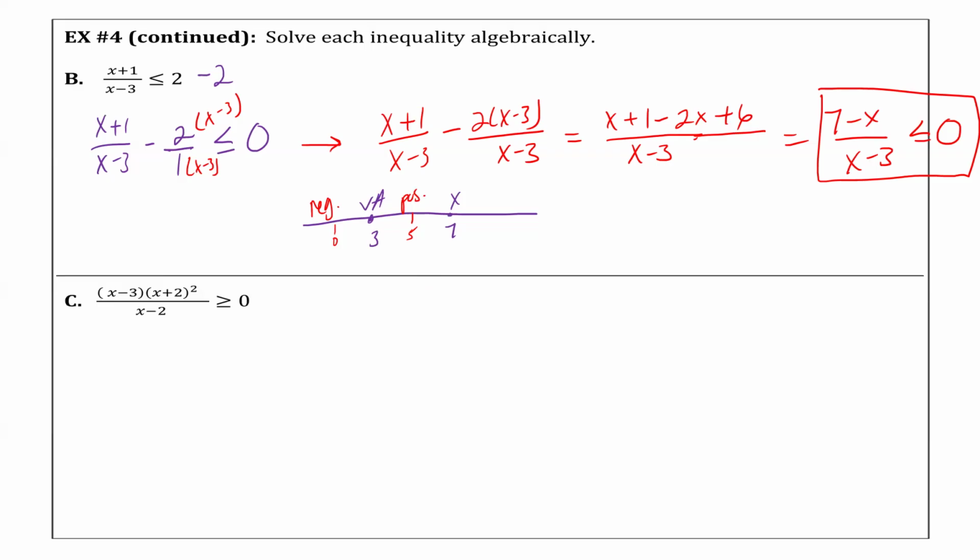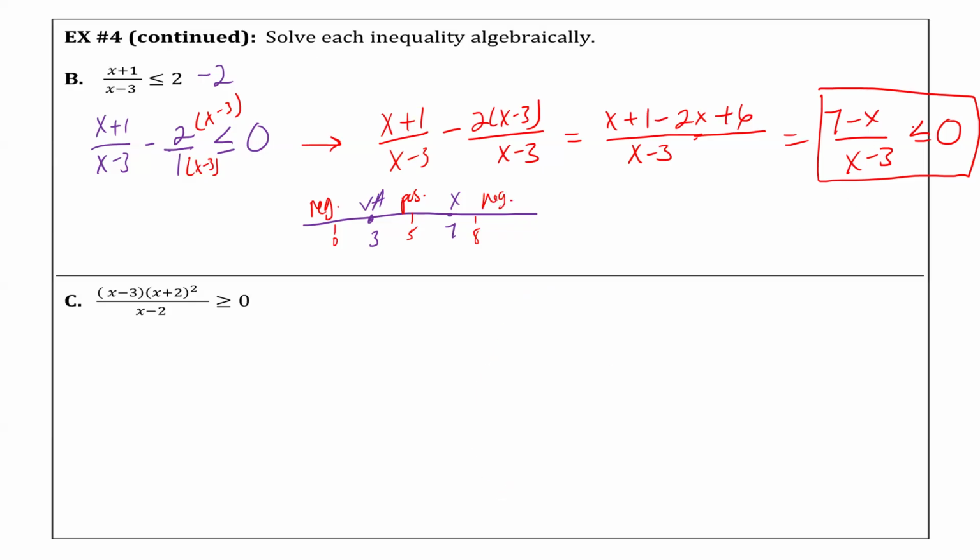All right, now we're going to choose a value to the left of 7. Let's just do 8. 7 minus 8 is negative 1. 8 minus 3 is 5. So we have a negative over a positive, which makes a negative.